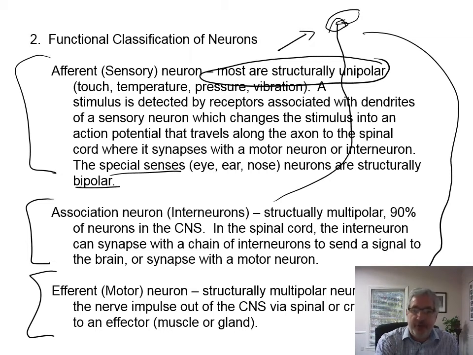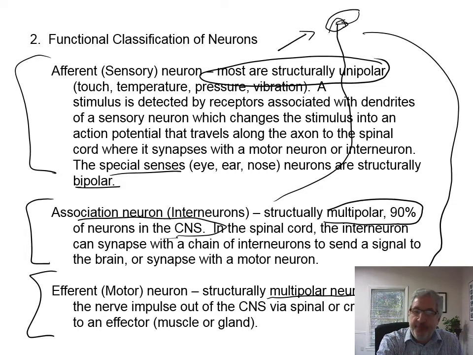Then you have, I'll drop down to the bottom, the efferent motor neurons. Those are multipolar neurons. They take the nerve impulse out of the central nervous system through the spinal cord or cranial nerves to an effector, which is a muscle or a gland. Then you have association neurons, which are also multipolar, and those are 90% of the neurons that you have in the central nervous system. In the spinal cord, the interneurons can synapse with other chains of neurons to send a signal to the brain, or synapse with a motor neuron.